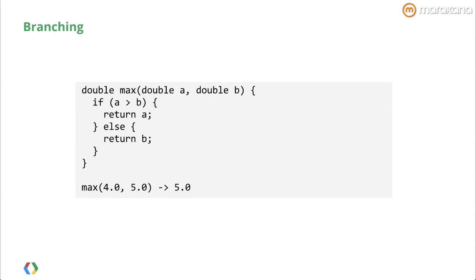So let's look at this very simple function here, max. It just takes two values and returns the bigger of the two. And the code is obvious, right? If A is greater than B, return A, otherwise return B. But how do you do this in a SIMD world where all of your variables are actually storing 4 values? And this is where branching in SIMD gets a little funky.